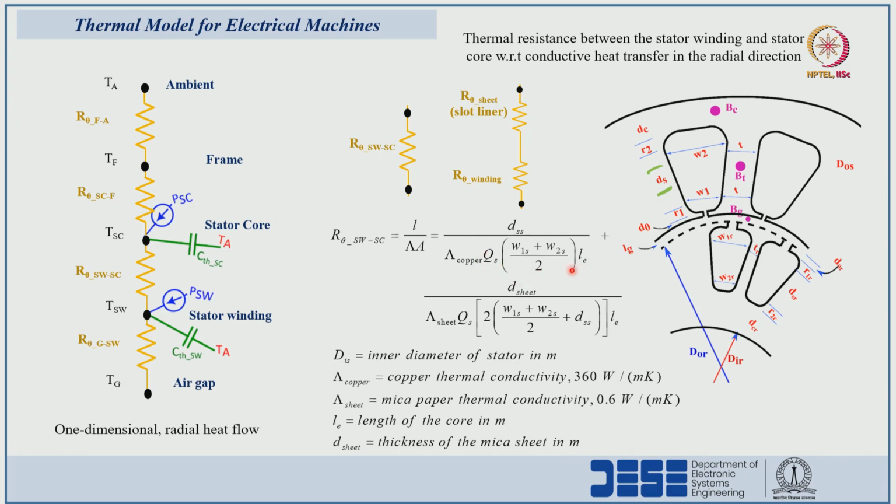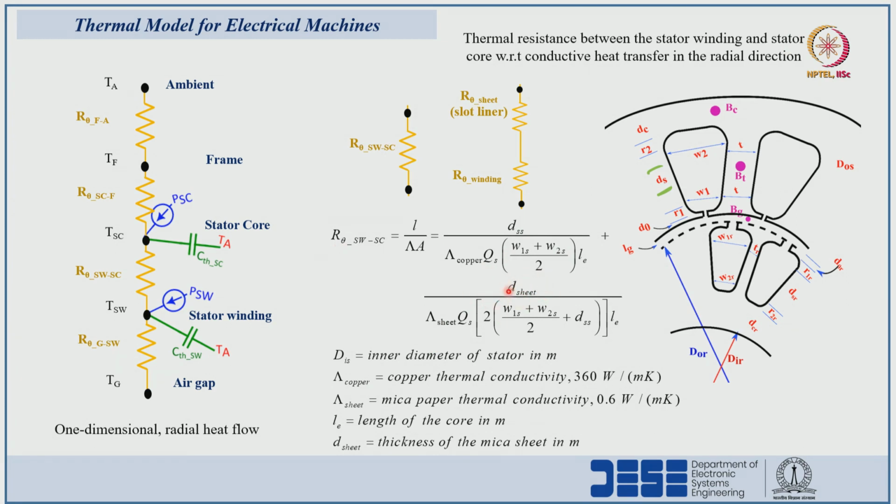The area with respect to each slot is nothing but the x axis direction into the y axis direction, and on the x axis side the length will be the average of the slot width at the top side and the slot width at the bottom side, the mean we have to consider, into the length of the stator core. That is what I have represented here, and in the same manner we can calculate the thermal resistance for the insulating sheet.